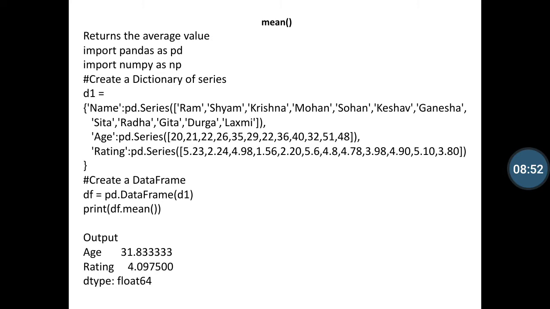You can notice that after execution the output, the mean of age is 31.83333 and the rating is 4.097500, and the data type is float64. After calculating, you can notice that the mean of the age and the rating value is given in the slide.